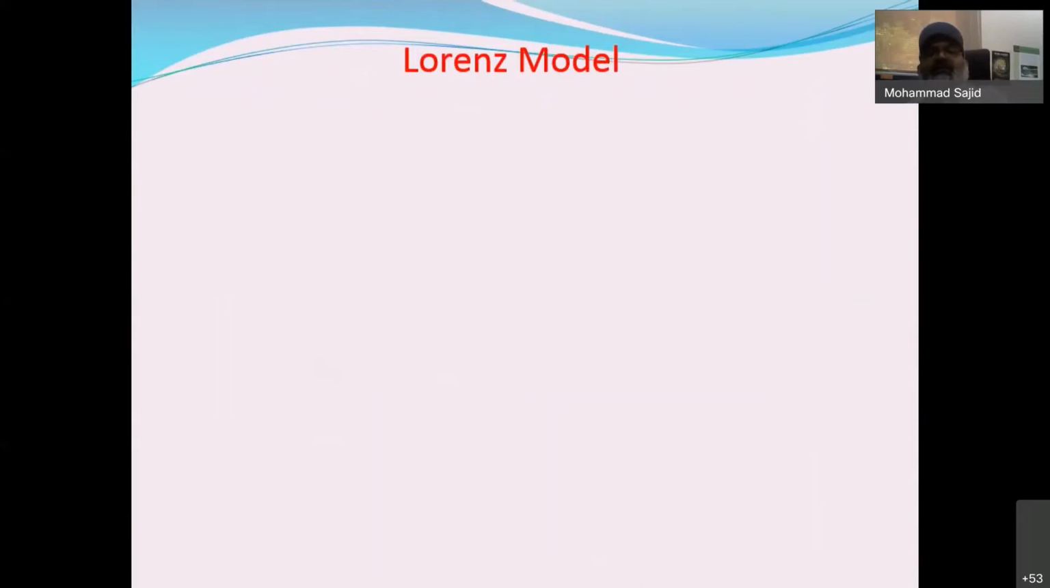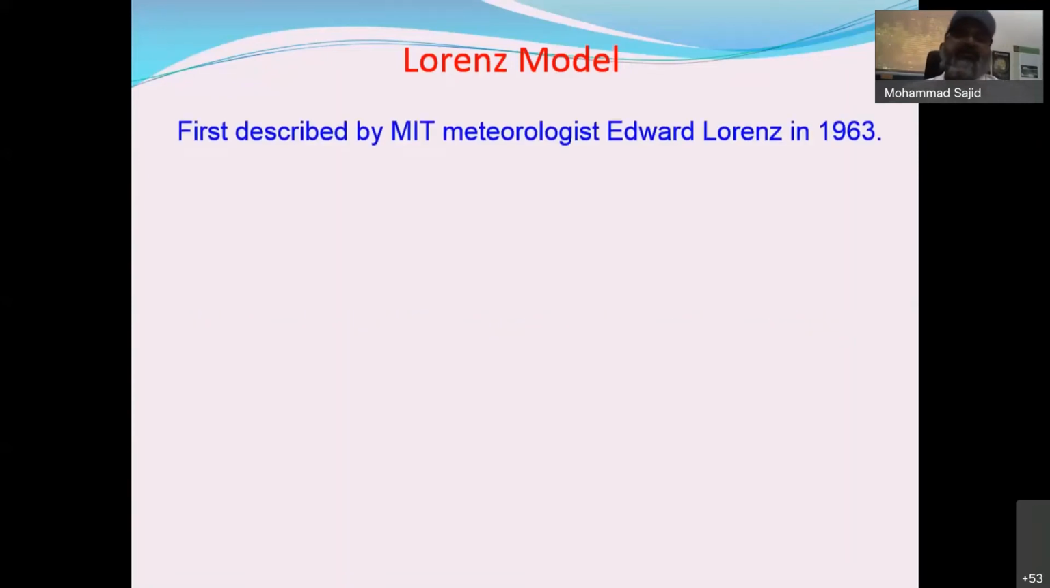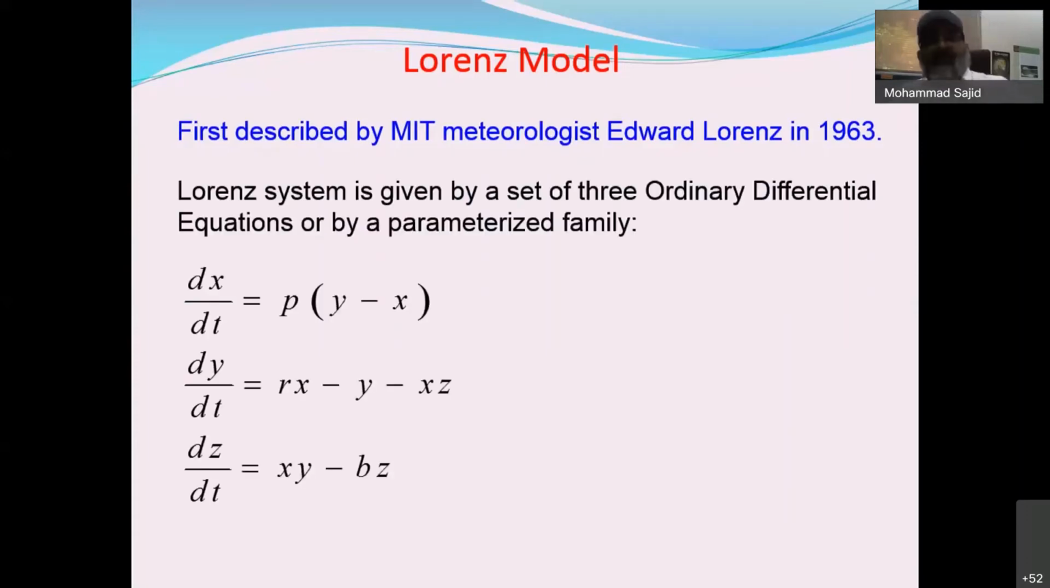Okay, so what is the Lorenz model? In most cases we take this because Lorenz was a scientist, in some ways also a mathematician, but not a full mathematician. He developed a model related to weather prediction. In that weather prediction, he studied some differential equations. Inside the differential equations, he chose some parameters and got some interesting things. It was first described by MIT meteorologist Edward Lorenz in 1963. The Lorenz model is given by a set of three ordinary differential equations using parameters. So we can say it is a parameterized family.